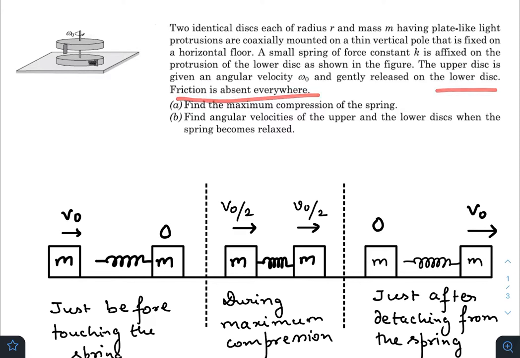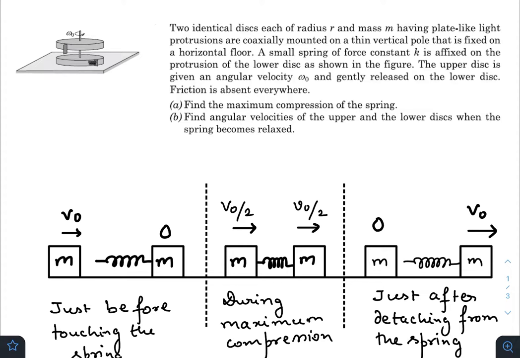Friction is absent everywhere. Find the maximum compression of the spring, and we need to find the angular velocities of the upper and the lower disc when the spring becomes relaxed again. So there is no friction, and one upper disc is kept over the lower disc. Of course, the concepts we'll use here are that angular momentum will be conserved. Friction is not there, so total energy will also be conserved.